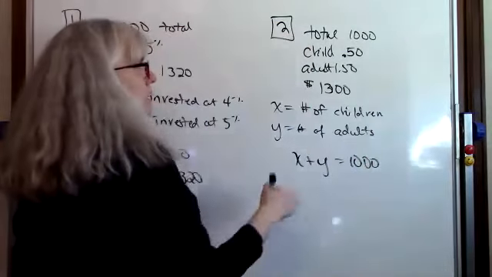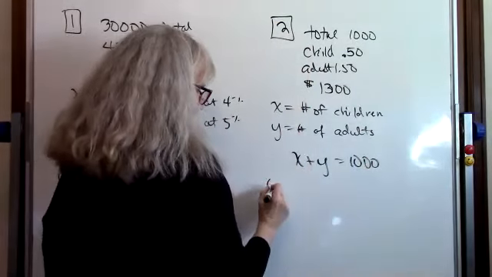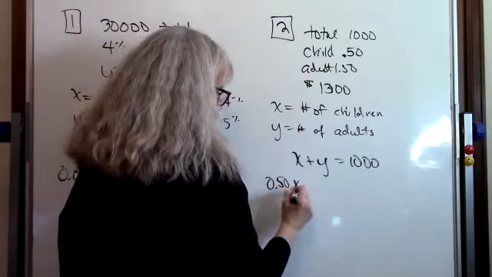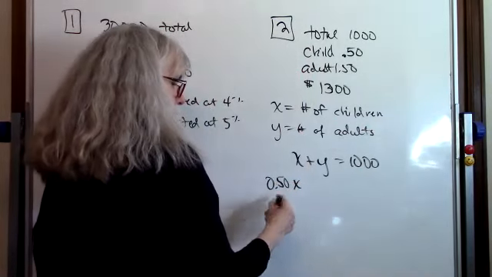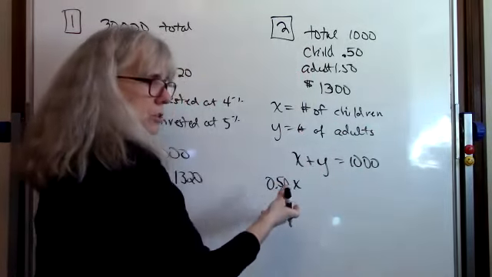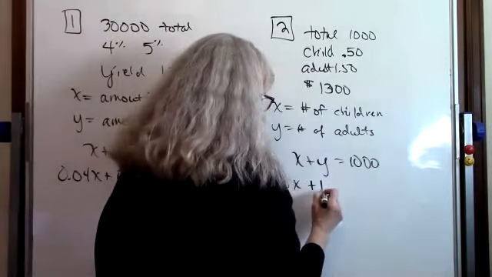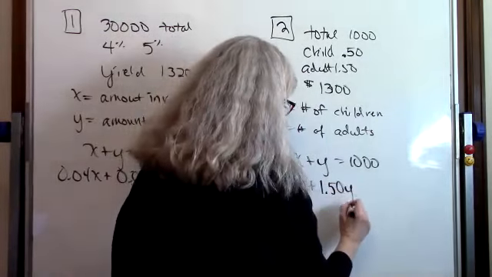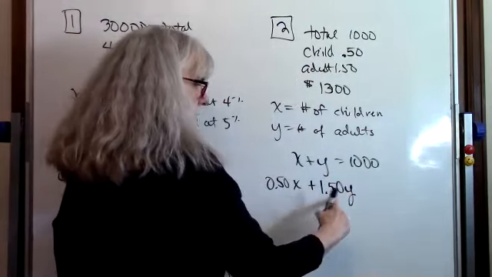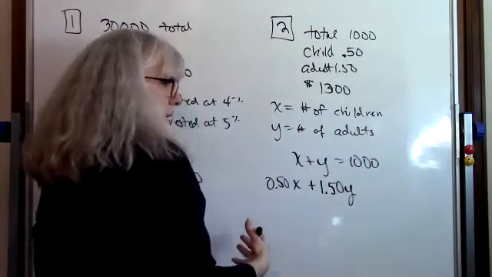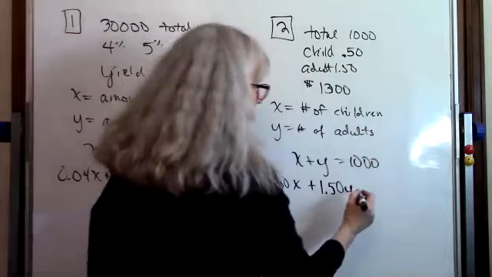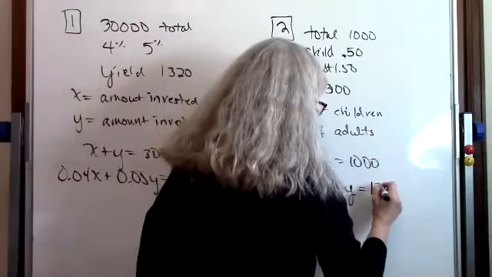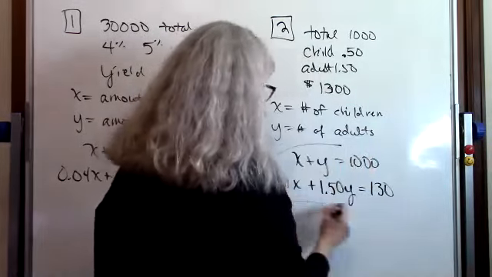Now we're going to bring into it the price per ticket. If I take the 0.50 and multiply it by the number of children's tickets, I figure out how much revenue I brought in off the children's tickets. We're going to do the same thing with the adult tickets. We're going to multiply them by $1.50. So again, $1.50 times every ticket is how much money you brought in from the adult tickets. Together, these have to equal that $1,300. And there's your system of equations.